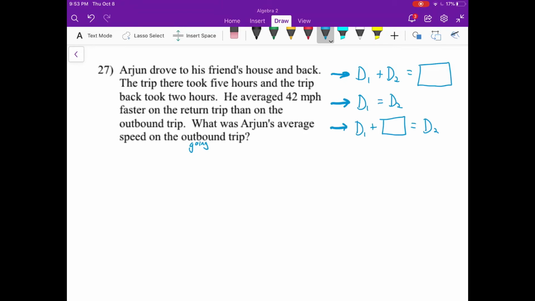Well, what do we have here? It says Arjun drove to his friend's house and back. Well, he drove there and back. He's going to someone's house and then he's going back. We're going to assume he took the same route. And so this means the distances would be the same. And so we're going to say the distance going.